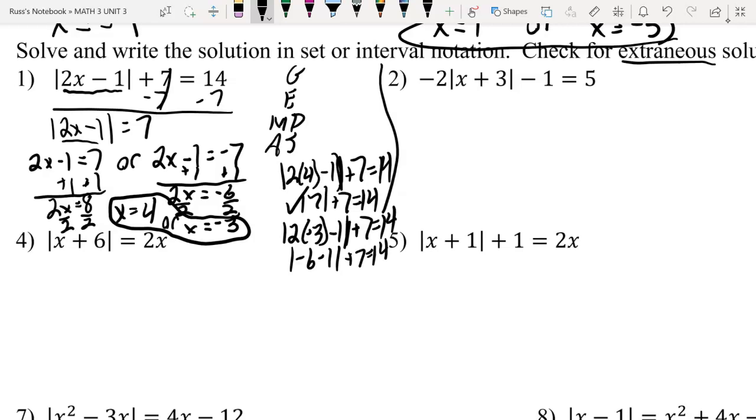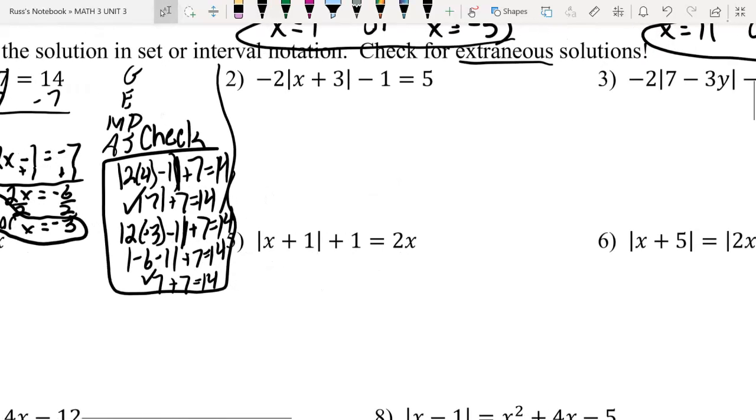That's going to be negative 7, but the absolute value of negative 7 is 7. So 7 plus 7 equals 14. That's right. Okay? All right, so this is our check.